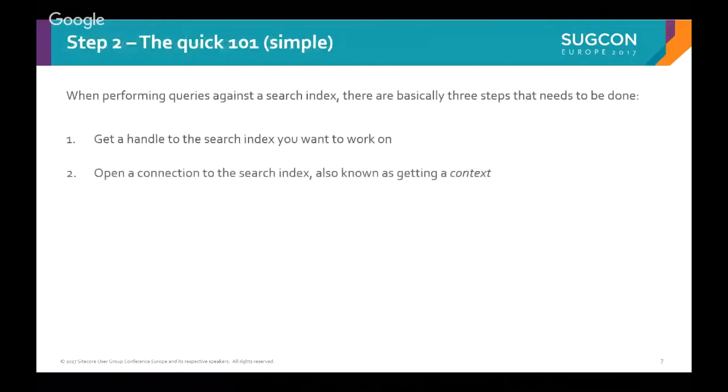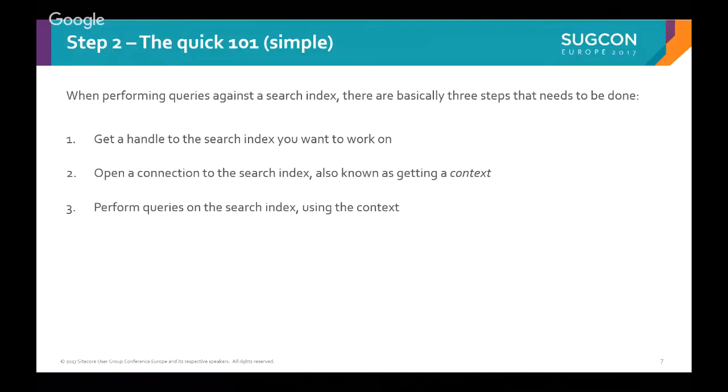So just to give a quick 101 on how it looks today when you're doing a search query, there are 3 things involved in getting search results back. The first step is that you specify what search index you want to work on. This could be, for instance, Sitecore's master index. It could also be your own index you have created. Once you have that, you say, now I want to open up a connection to that search index. You create a context.